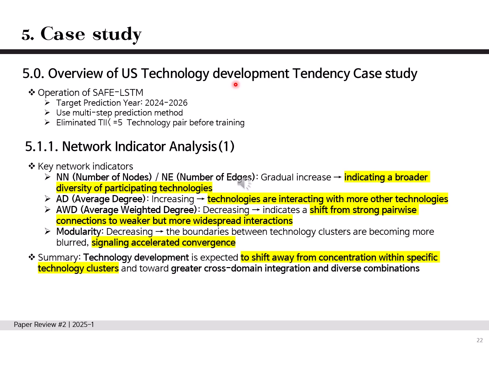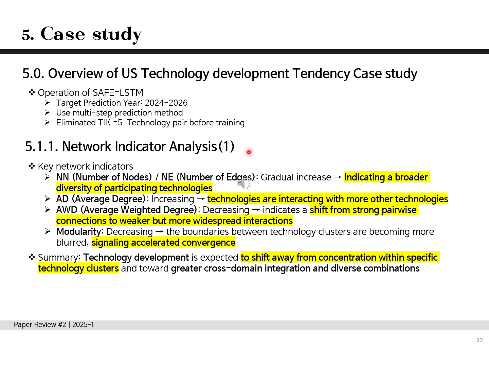In this paper, they used a case study of US technology development trends. As for the SAFE-LSTM architecture, they targeted the prediction years 2024 to 2026 and used the multi-step prediction method. They eliminated technology pairs with a TII lower than 5 before the training.